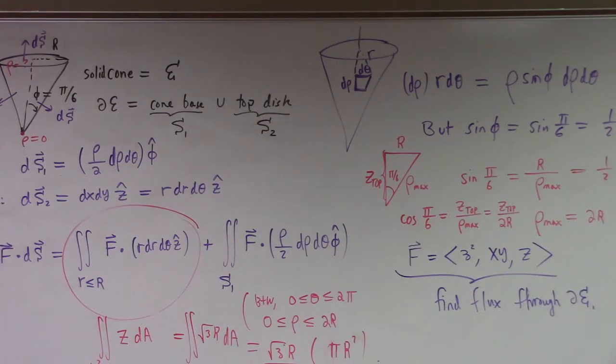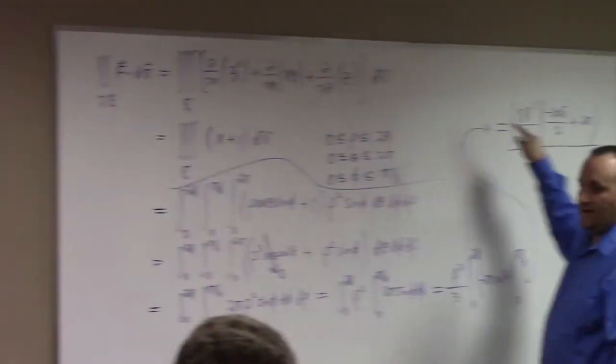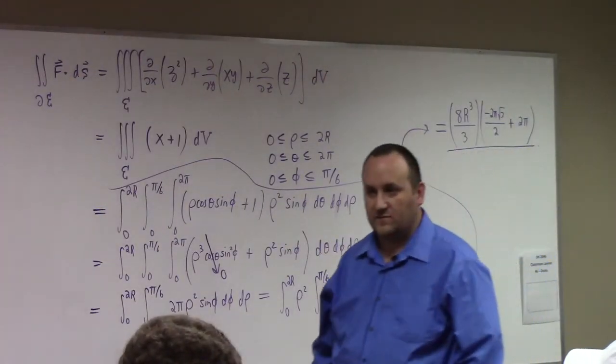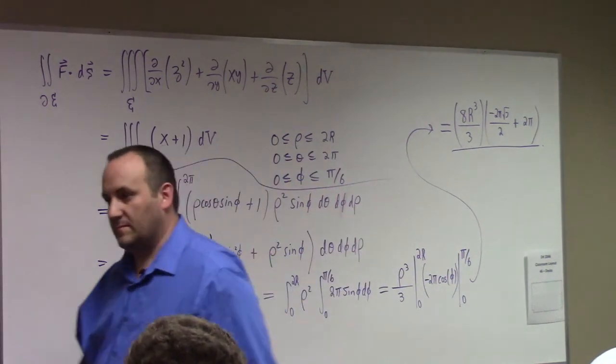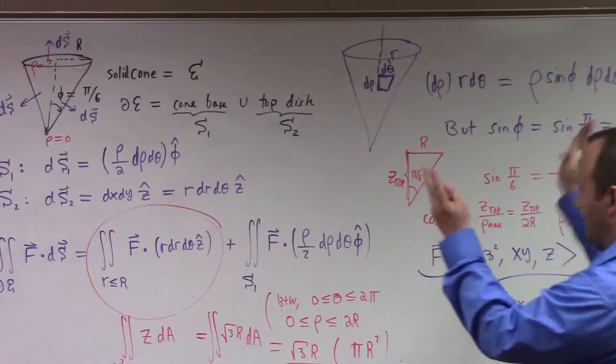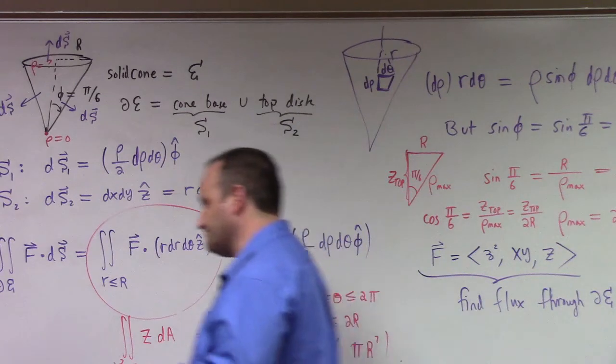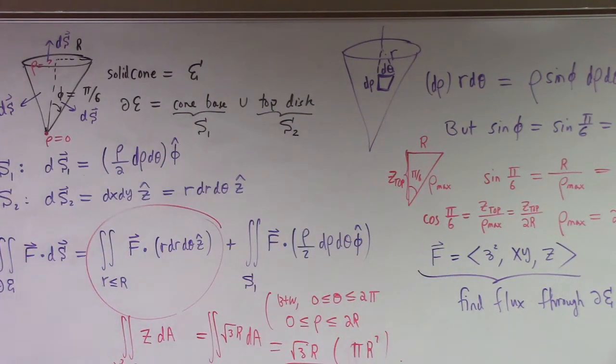So there you go. That's the flux of this vector field through the top of the cone. And so if you take this animal over here and subtract that from it, that gives you the flux through the sloped side. All right. Well, there you go. That's a flavor of what we can do with the divergence theorem.